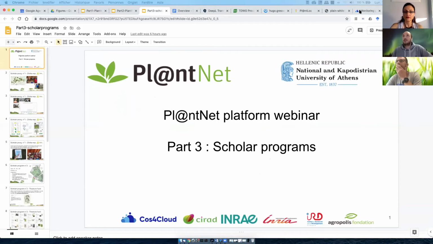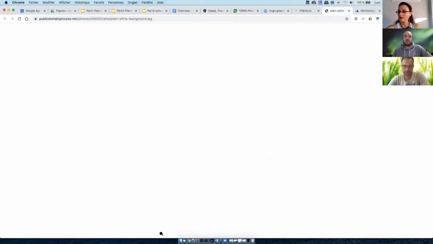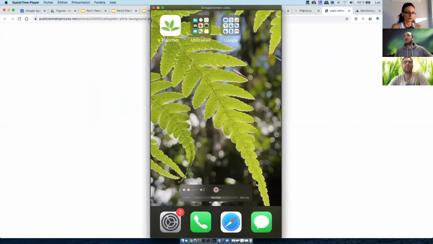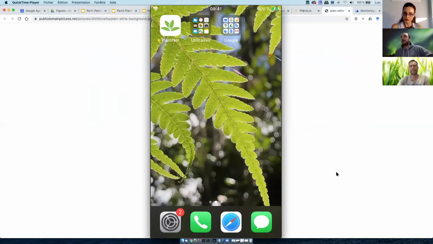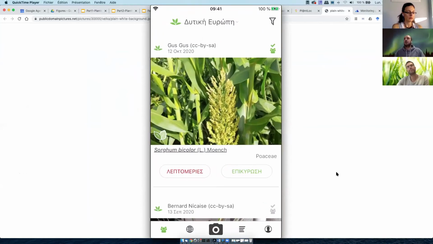So here you should be able to see my screen, a white paper on which I will put my mobile phone. Can you confirm that you can see the interface of my mobile? Yes. So the idea, just before, I take the opportunity during the change of the speaker to make a short demo of the PlantNet app, of the mobile version, which is the most famous one among the different tools of the PlantNet platform.